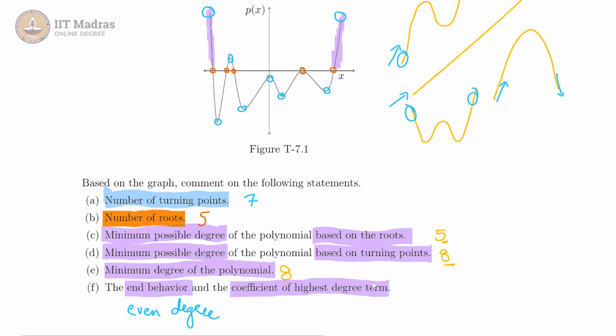And the coefficient of the highest degree term. The coefficient of the highest degree term determines whether the polynomial, as x increases, is going to plus infinity or minus infinity. If the coefficient of the highest degree term is positive, it goes to plus infinity. So this is going to plus infinity. So this has to be a positive coefficient for the highest degree.